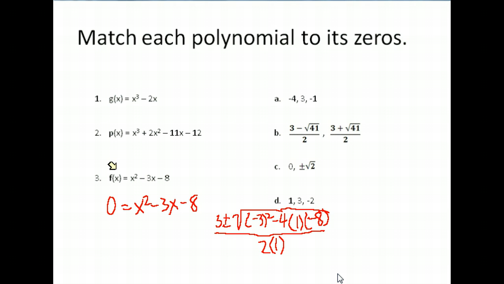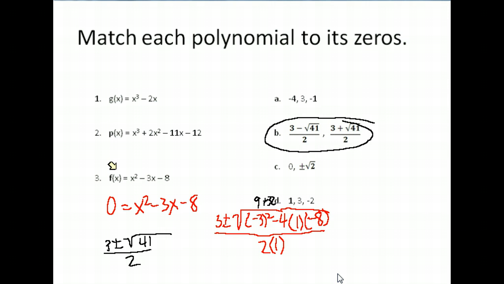Let's simplify that. You want to simplify carefully. We get 3 plus or minus the square root of, this gives us 9 plus 32, which is 41, all over 2. So that gives me 2 zeros, 3 plus the square root of 41 over 2, and 3 minus the square root of 41 over 2. So that helps me to find my zeros.